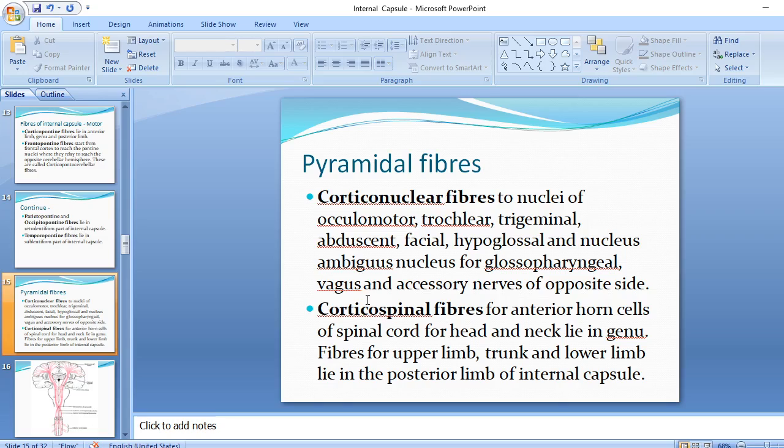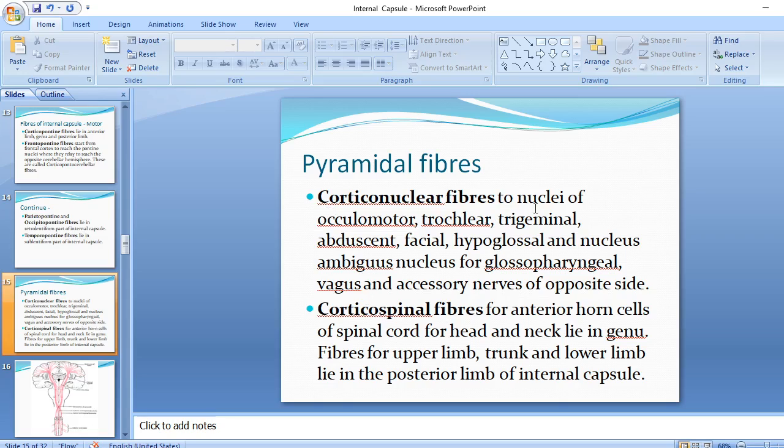Now, the pyramidal fibers, that is the descending fibers, comprise corticonuclear fibers and corticospinal fibers. These pyramidal fibers are called so because they are present in the pyramidal eminence in the upper part of the medulla oblongata.